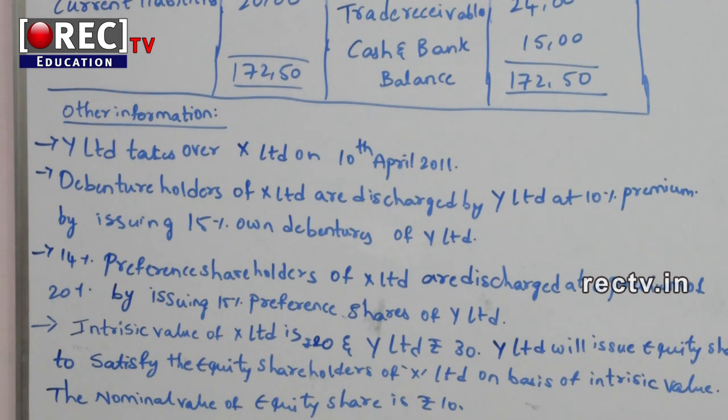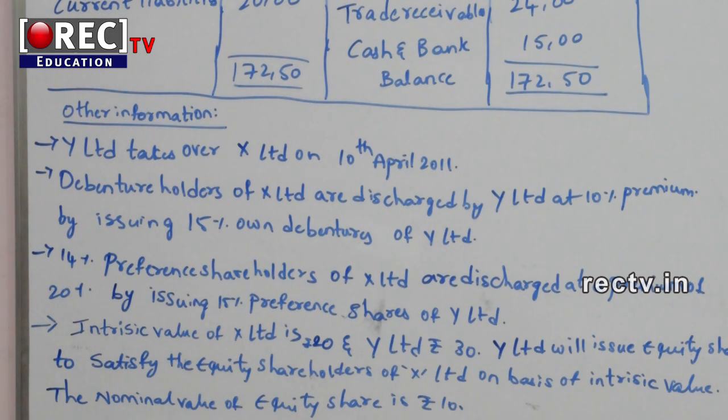These debenture holders are not the owners of the selling company, they are only the creditors of the selling company. So if the purchasing company is discharging any creditors of the selling company, it is only a liability they are discharging, not the purchase consideration they are giving to the owners, because they are only creditors, not the owners of the selling company.